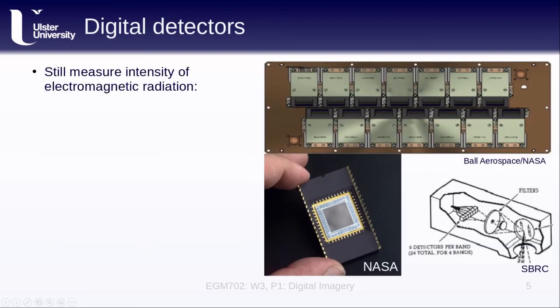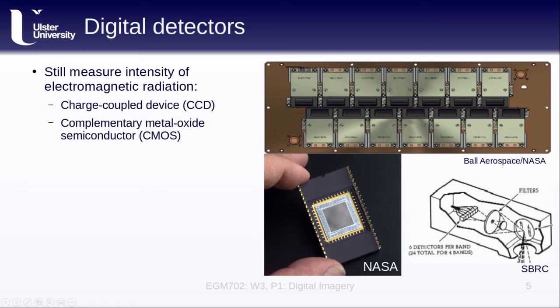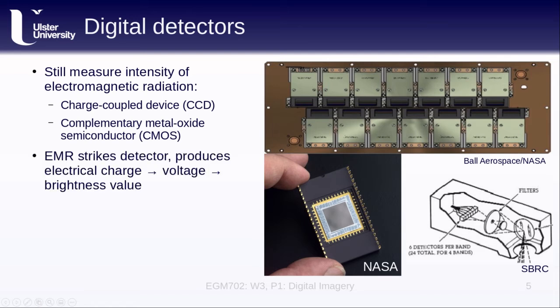Modern digital detectors work off of the same idea as photographic film. They still measure the intensity of electromagnetic radiation using something called a charge-coupled device, or CCD, or a complementary metal oxide semiconductor, or CMOS. When exposed to electromagnetic radiation, these sensors create an electric charge that is converted to a voltage that is then recorded by the camera.